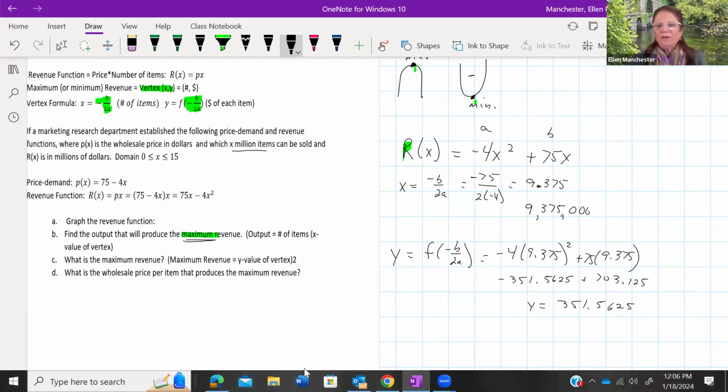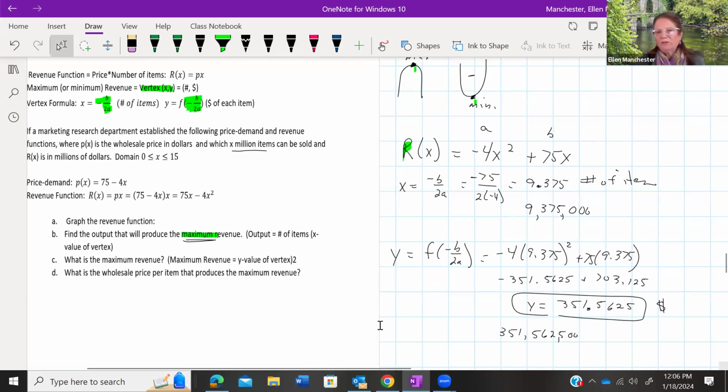Okay, so this is my Y value. So remember how we set these up? Remember the X is the number of items. So it takes 9,375,000 items to make a maximum revenue. So this is your dollar amount, a maximum revenue of 351.56 million. Okay, so again, if you want the actual number, you multiply it by a million because this is in dollars. Okay, so that's how you're going to use your revenue, maximum revenue, and or minimum revenue.